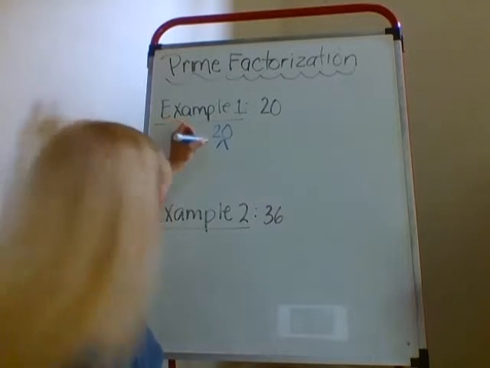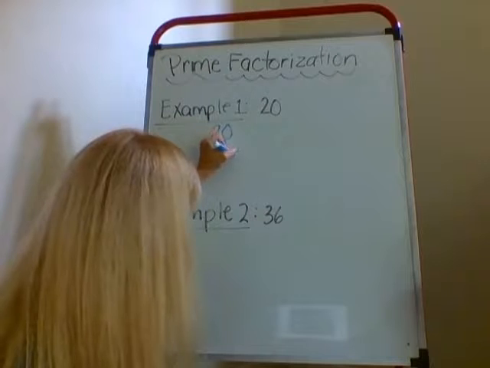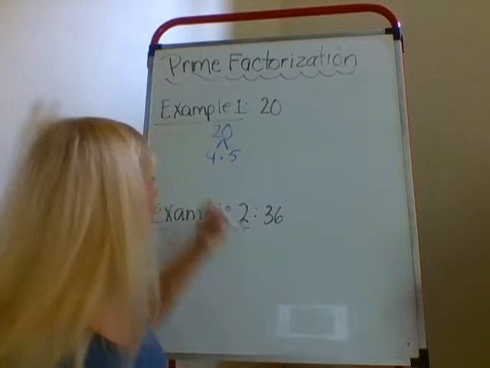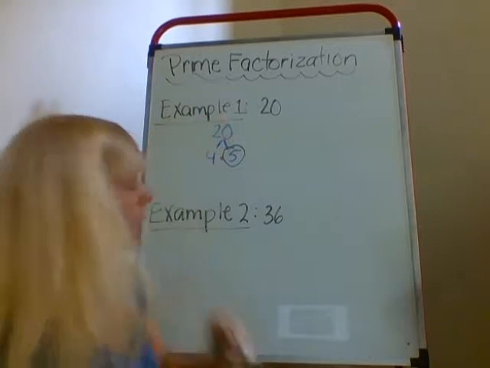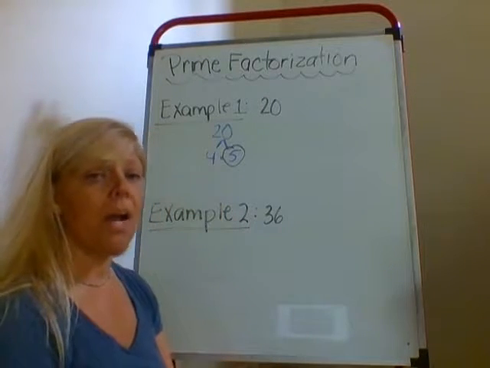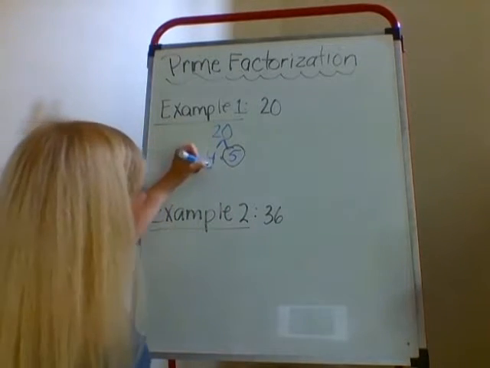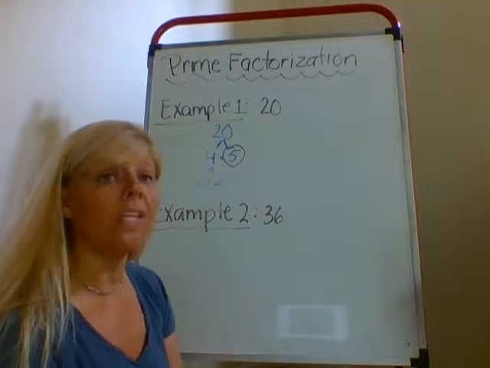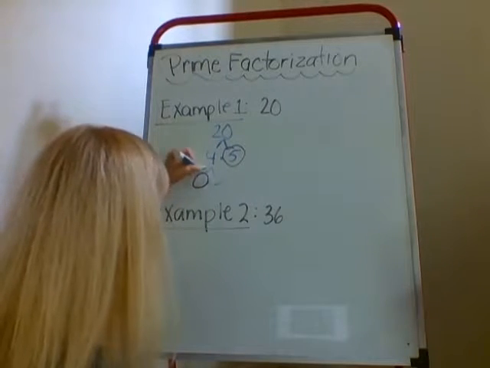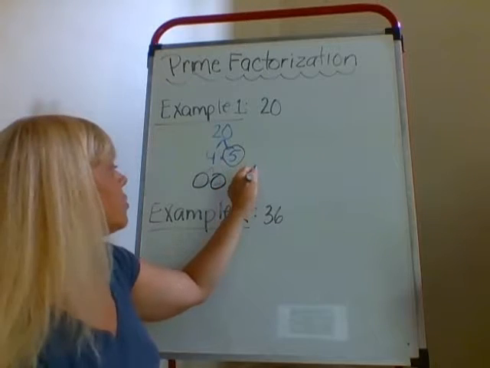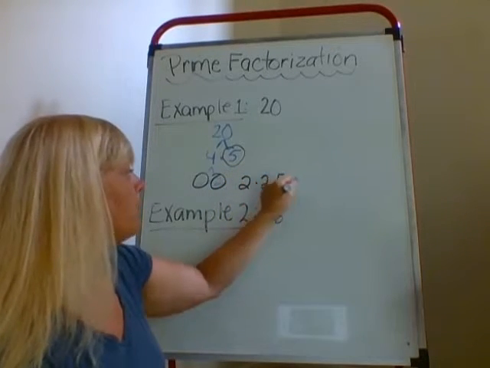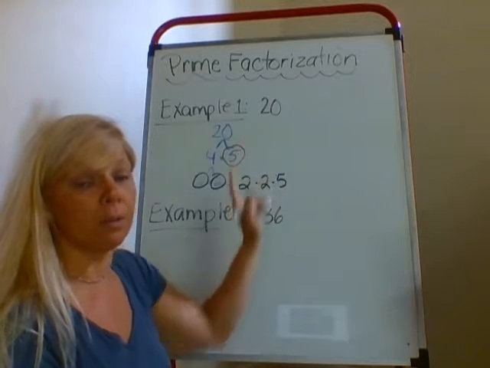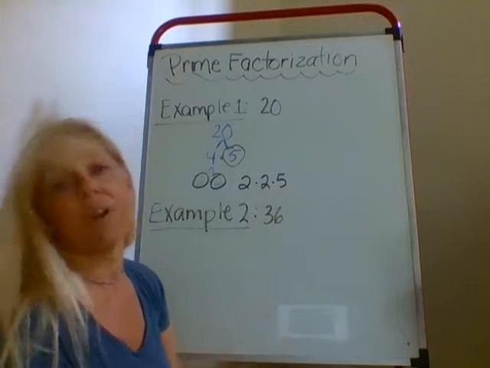I would break it apart to 2 times 10 or 4 times 5. I'm going to go ahead and do 4 times 5. And I circle my prime number. And my prime number in this case is 5. And then I keep breaking 4 because 4 is a composite number. We keep breaking that apart into prime numbers. And 4 is 2 times 2. And 2 is my only even prime number, so I'm going to go ahead and circle that. So 20 is 2 times 2 times 5. All three of these numbers are prime, and they're all multiplied together to get my composite number of 20, because 2 times 2 is 4, and 4 times 5 is 20.